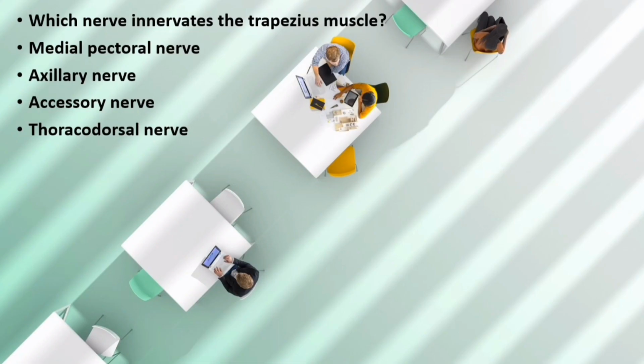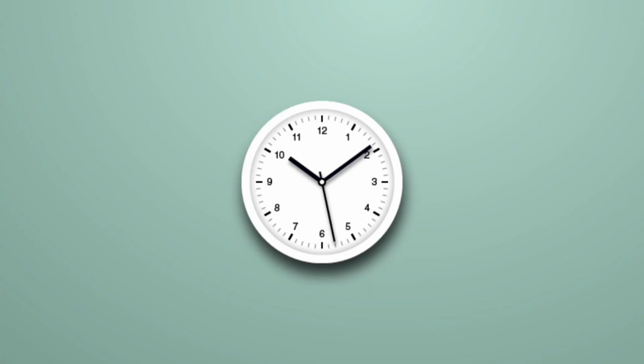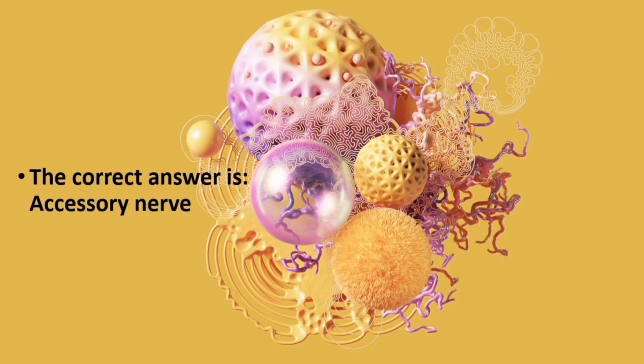What nerve innervates the trapezius muscle? Medial pectoral nerve. Axillary nerve. Accessory nerve. Thoracodorsal nerve. The correct answer is accessory nerve.